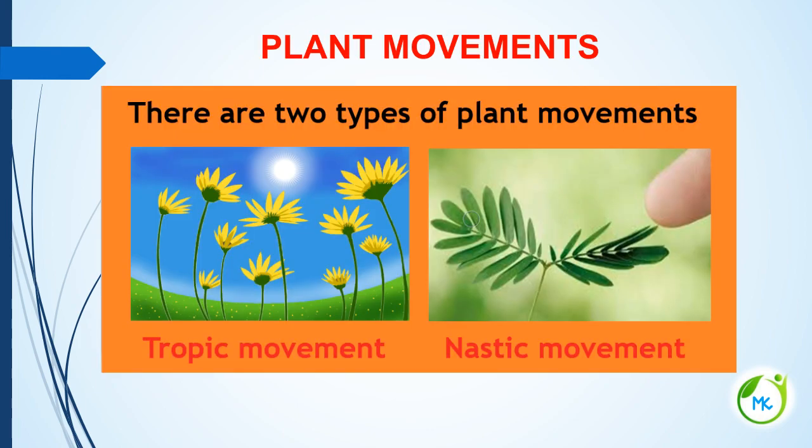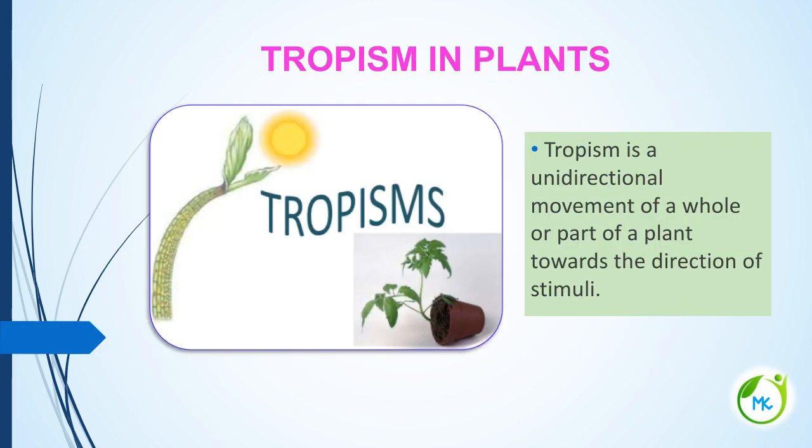Now, we will move into the lesson. So, the first function of the plant we are going to see is plant movements. And there are two types of plant movements, tropic movement and Nastic movement. So let's look into detail what is tropic movement and Nastic movement.